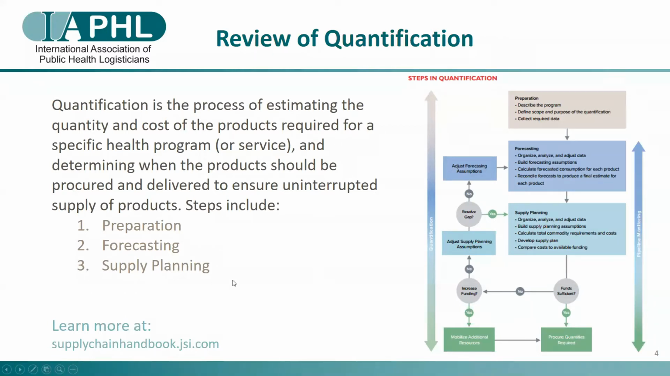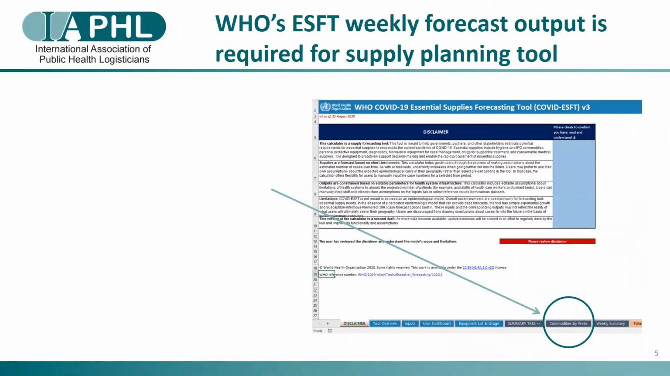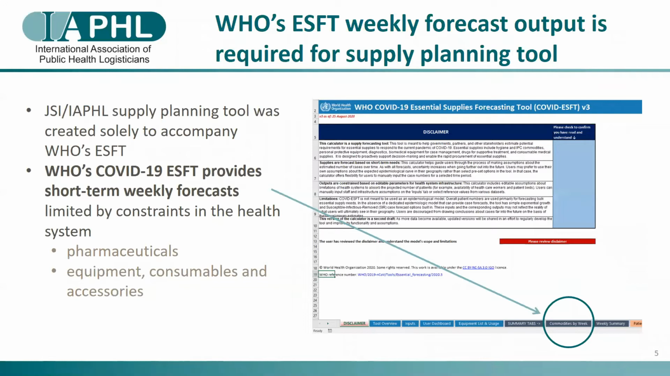What the WHO tool did was emphasize number 2. It uses epidemiological models and facility constraints such as staffing and beds to determine how much product would be needed in terms of demand on a weekly basis. What our tool does is take that information and do a supply plan for them. I will walk through the tools themselves after all of this, but I want to show you screenshots.